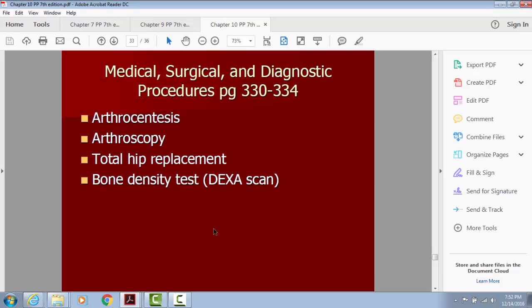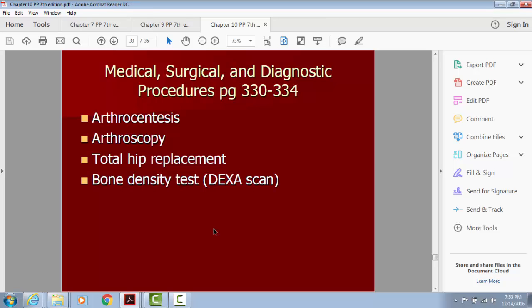Medical, surgical, diagnostic procedures, pages 300 through 334. The first one actually is on 331, arthrocentesis. If you break this term down, you should figure out the meaning is centesis, surgical puncture, and arthro, joint. So they puncture the joint and typically will remove some accumulated fluid. If somebody says, oh, I had fluid on my knee or fluid on my elbow drained, this is the procedure they had done.